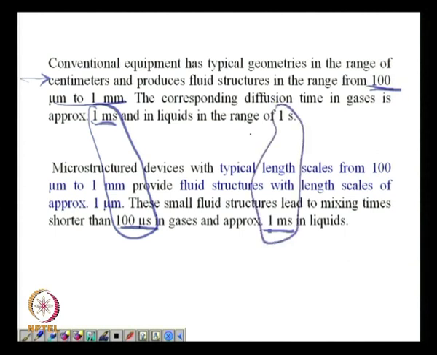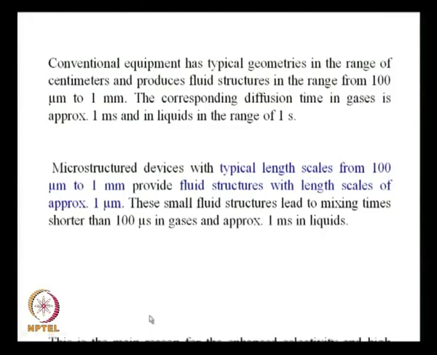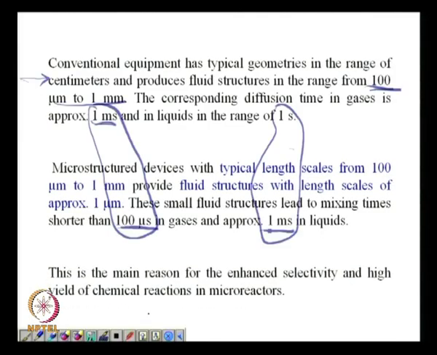So, you get roughly about 1,000 times change in the mixing times between a macroscale device and a microscale device. So, this shows the main reason for the enhanced selectivity, yield, and ease of maintaining constant temperature in a micro reactor compared to a macro reactor.